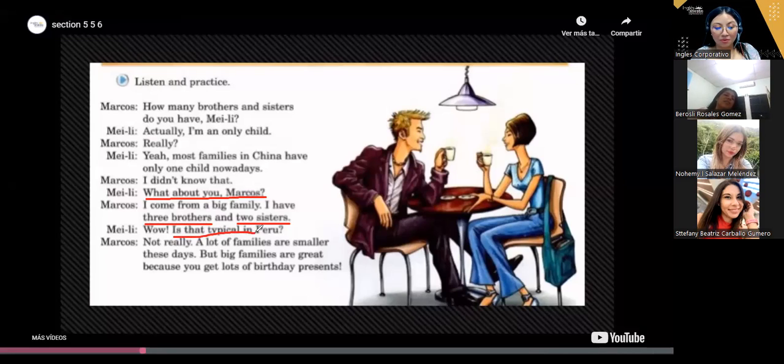Siblings. Is that typical in Peru? Es que no ha conocido El Salvador. ¿Es eso típico en Perú? Is that typical in El Salvador? Yes. Not really, dice acá. Tal vez no, realmente, oh, sí, yes. A lot of families are smaller these days, but big families are great because you get lots of birthday presents. Este es un tema muy bonito, muy interesante.